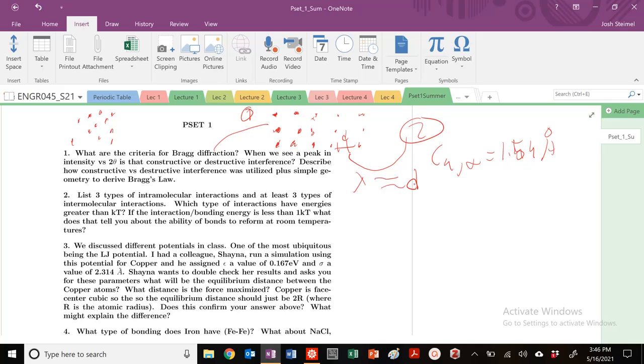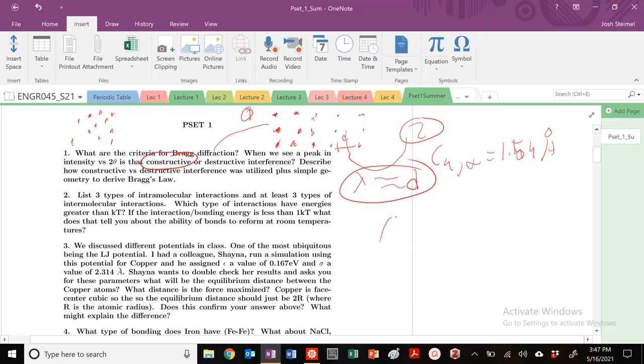Excellent. So a regular array of spaced obstacles or particles is our first condition. Second condition, lambda must be on the order of the distance. Excellent. So when we see a peak in intensity, is that constructive or destructive interference? That is constructive interference.